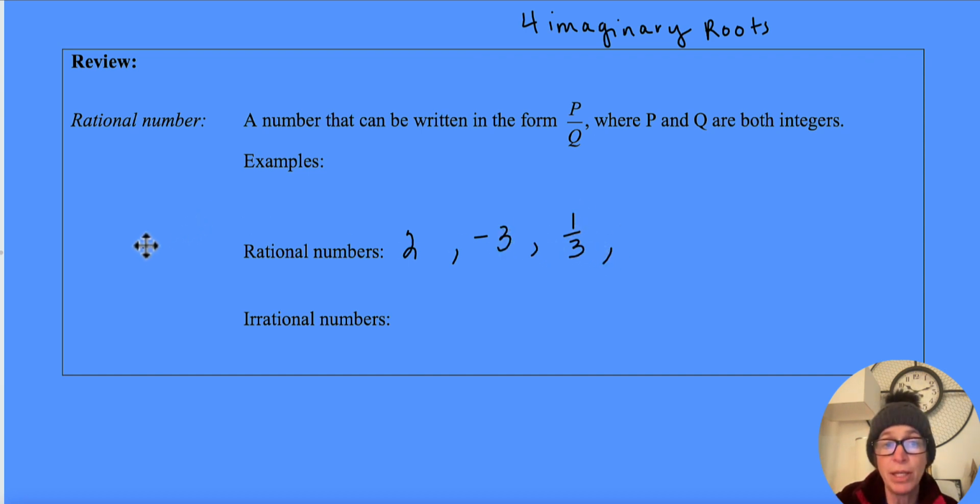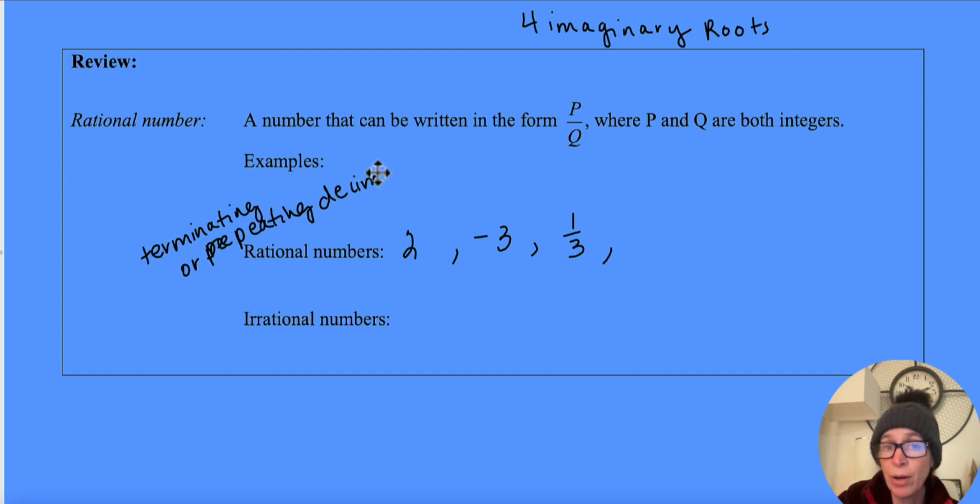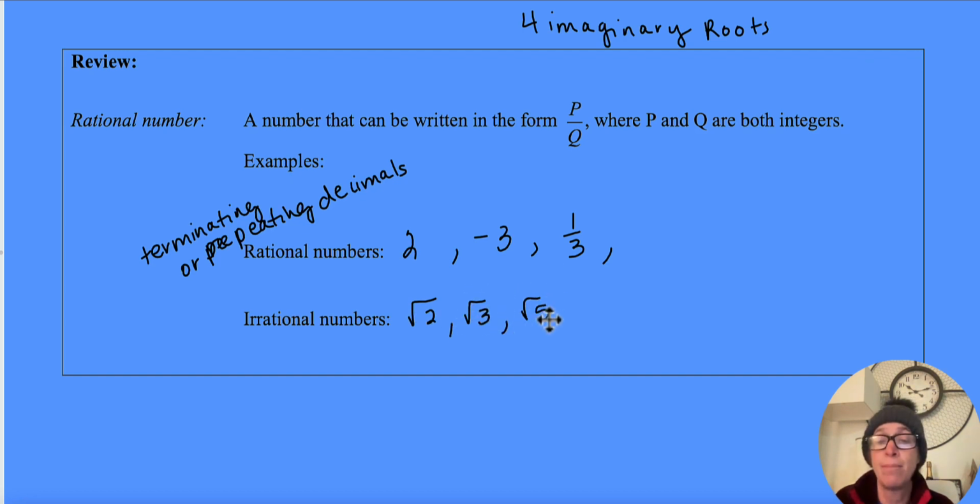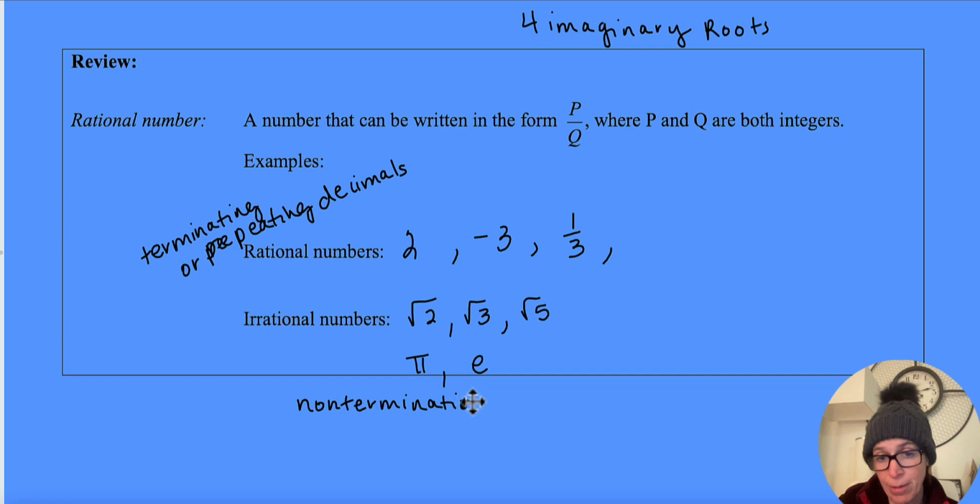Rational numbers could be terminating or repeating decimals. Whereas irrational numbers that don't end, like the square root of 2, the square root of 3, the square root of 5, so any non-perfect square, or pi, we're going to learn about the number e. These are all non-terminating, non-repeating decimals.